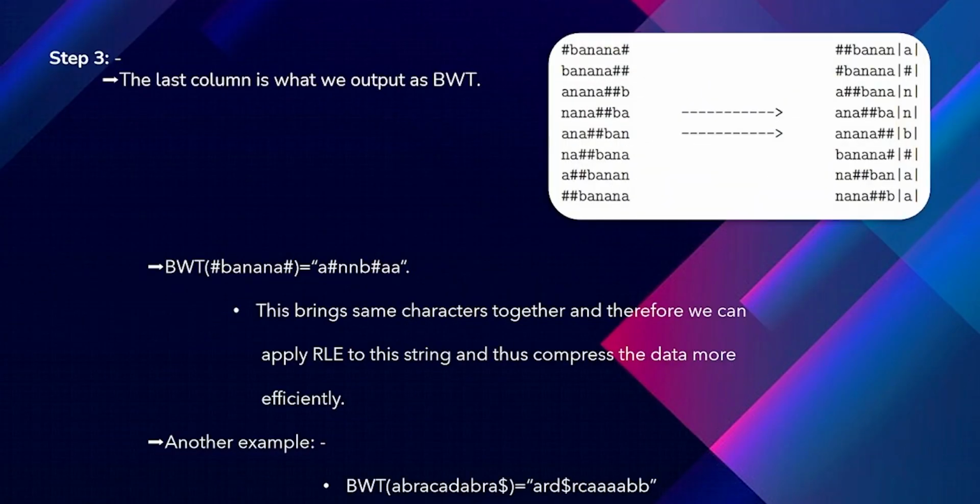Here comes step 3. The last column of the lexicographically sorted strings is taken as our BWT. So the BWT of #banana# is A#NNB#A. And we have to store the index as well, which in this case, counting 0, 1, 2, 3, 4, 5, is 5. 5 is the index and we have to store that index as well.